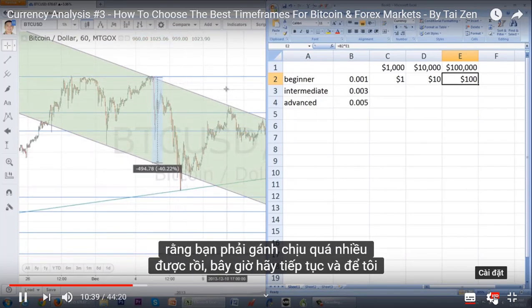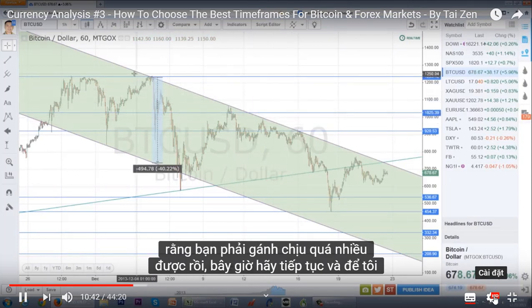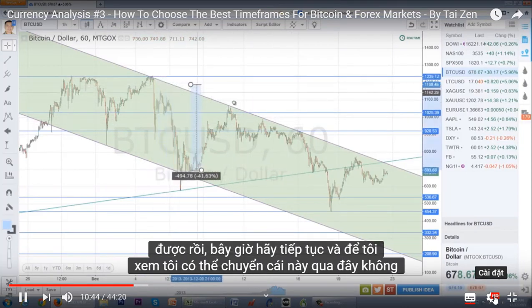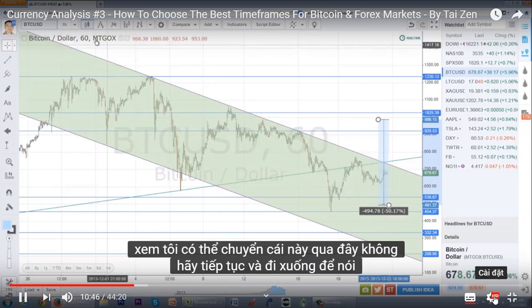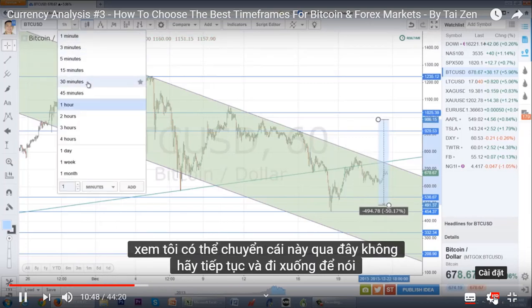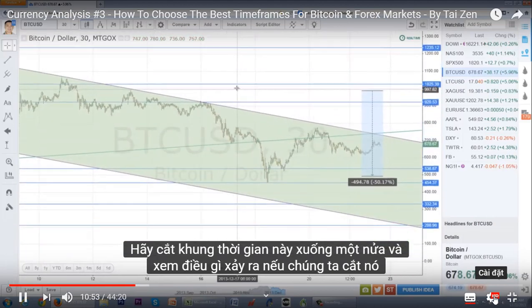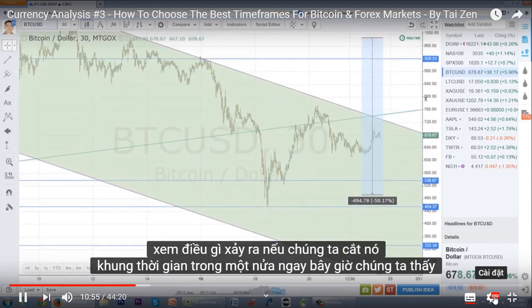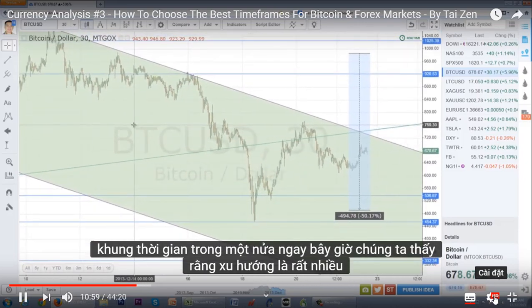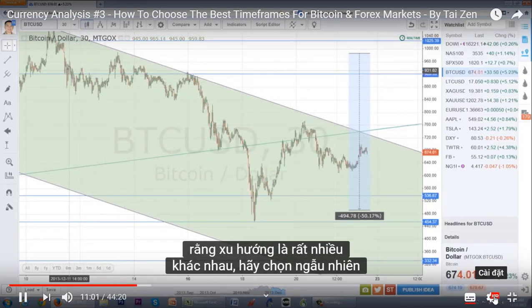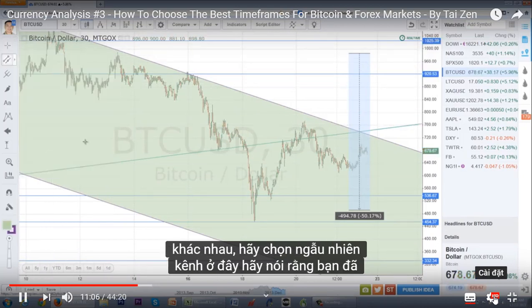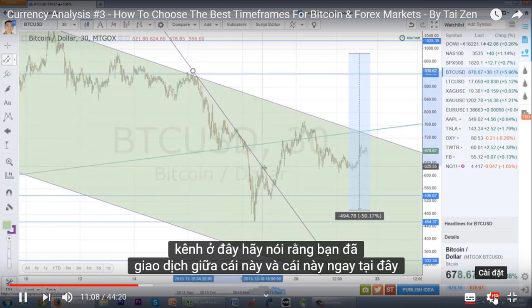Now let me see if I can move this over here. Let's move down and cut this time frame in half and see what happens. If we cut this time frame in half, now we see that the trend is a lot different. Let's just pick a random channel here. Let's say that you were trading between this and this right here.